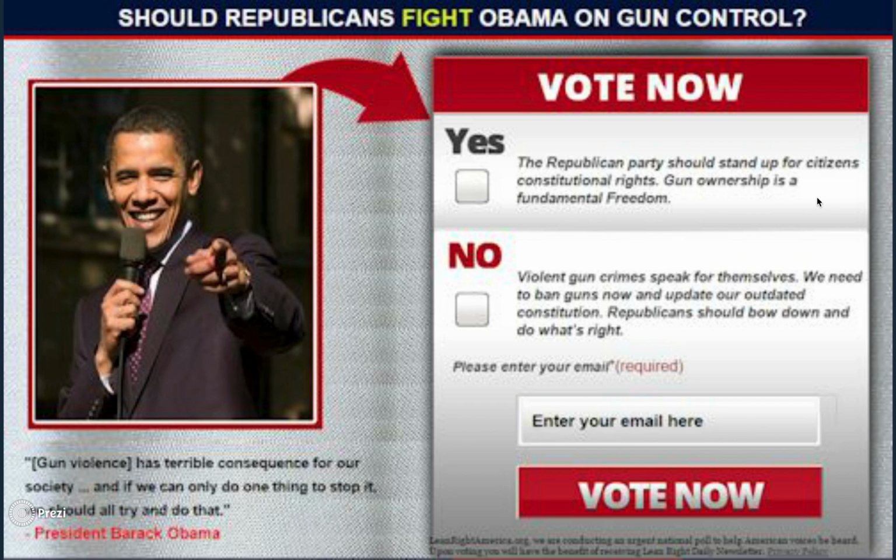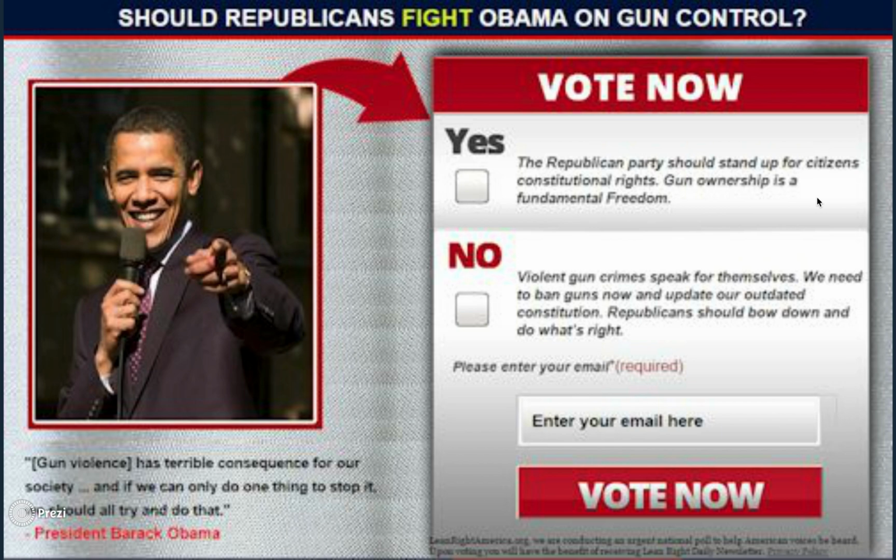It could also happen in a more sinister way when you're collecting data. So if you are giving people options of boxes to click, like this one from several years ago on gun violence, the only two options are yes or no. Yes, the Republican Party should stand up for constitutional rights. Gun ownership is a fundamental freedom. And no, we need to ban guns now and update our outdated Constitution. Republicans should bow down and do what's right. No Republican in their right mind is going to choose that. Even the language is really loaded in there.